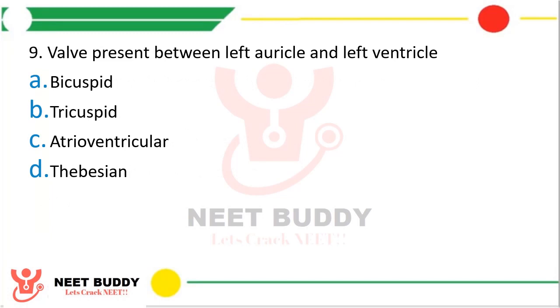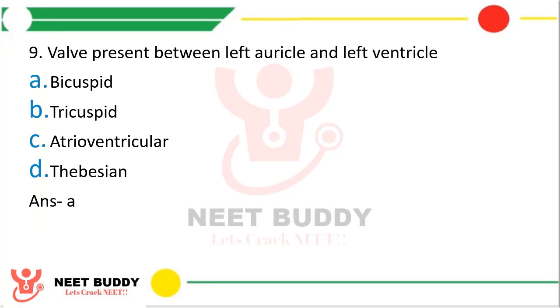Question number 9. Valve present between left auricle and left ventricle is option A, bicuspid valve. Option B, tricuspid valve. Option C, atrioventricular valve. Or option D, Thebesian valve. Valve present between left auricle and left ventricle. The correct answer is option A, that is bicuspid valve.